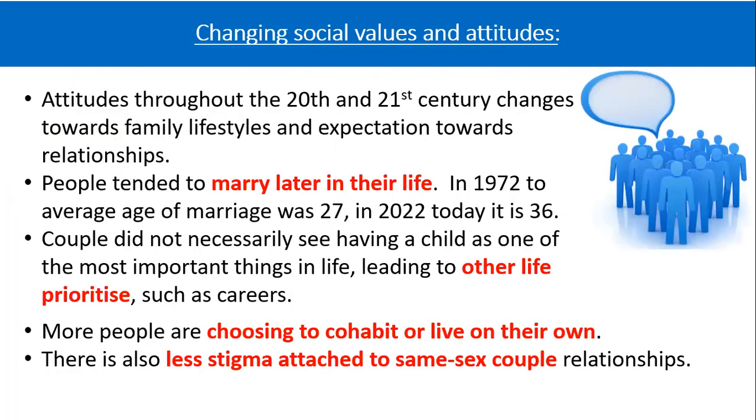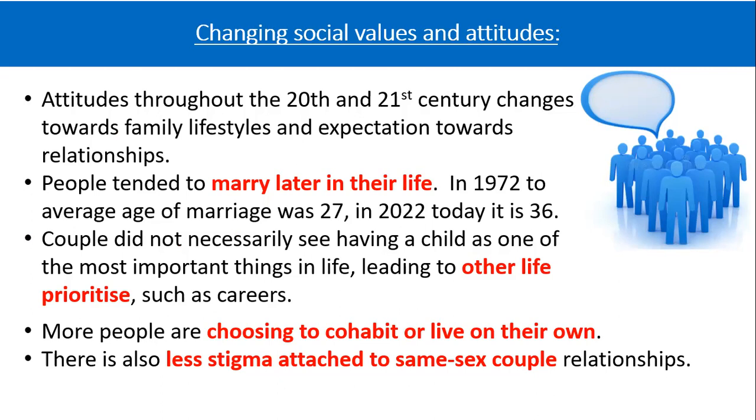So the second one, changing social values and attitudes. So attitudes throughout the 20th and 21st century have changed towards family lifestyle and the expectations towards relationships. So today, because of those changing attitudes, people tend to get married later in life. So in 1972, the average age was 27 to get married. Today, in 2022, it's roughly 36. So a 9-year difference.